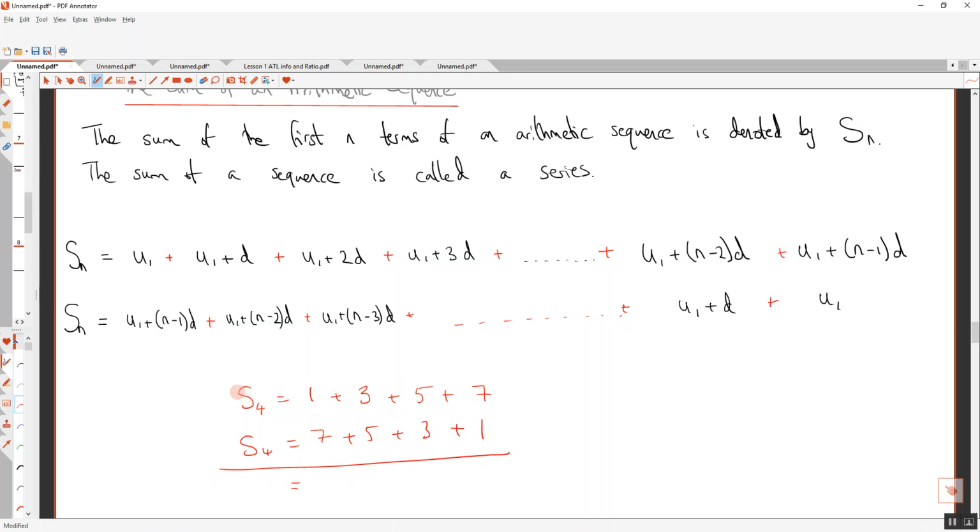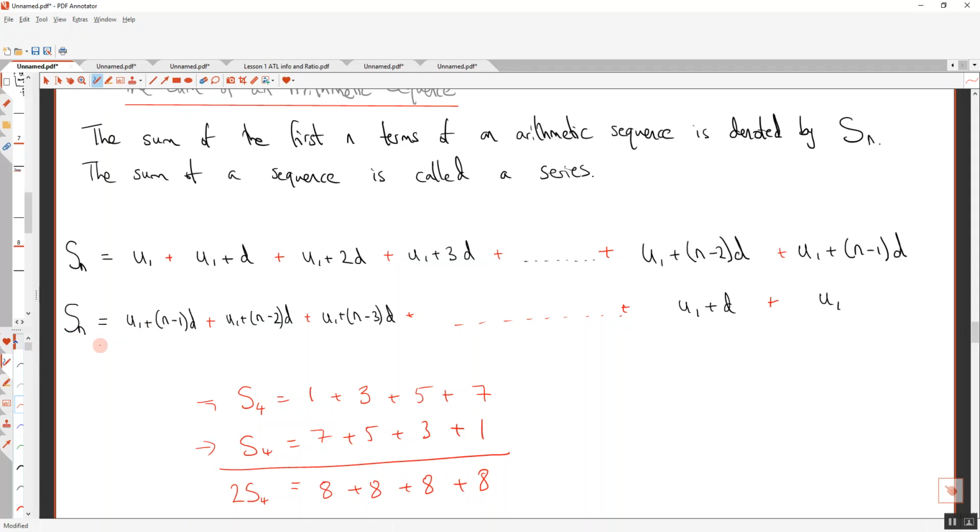So if I add this line and this line together, S4 plus S4, the sum of this sequence plus the sum of this sequence is going to be double that amount, isn't it? Yes. 7 plus 1 is 8. 5 plus 3 is 8. 5 plus 3 is 8. 7 plus 1 is 8.